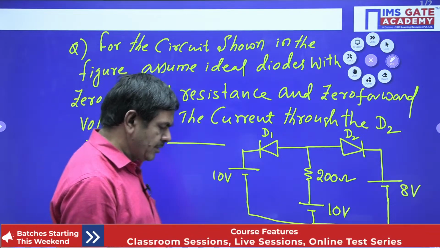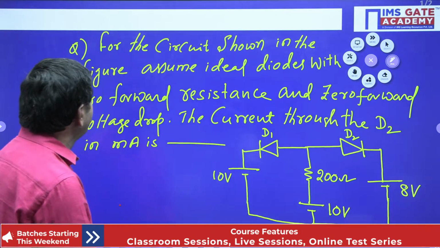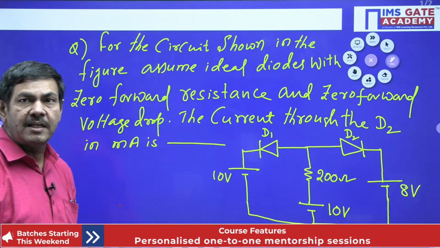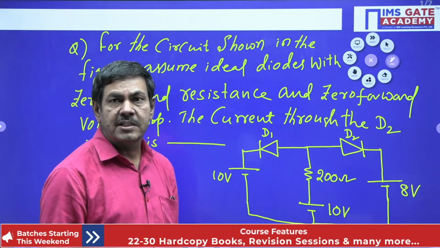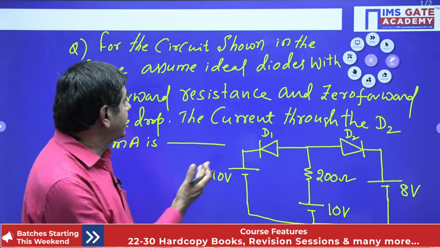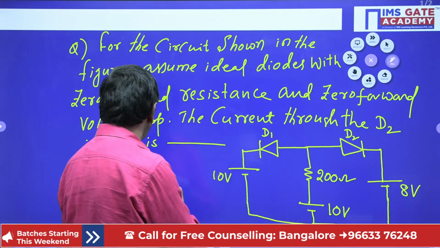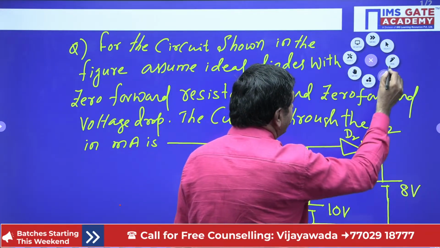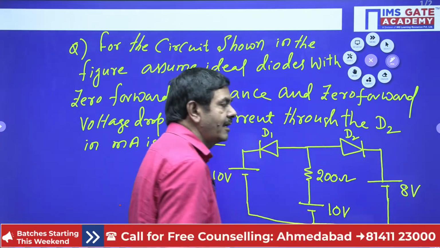How we can complete this question is more important. What is asked in the problem? For the circuit shown in the figure, assume ideal diodes. Diodes are ideal, is given. What is the meaning of ideal diodes? The drop across each diode is 0 volts. There is no drop across each diode. That is why it is given zero forward resistance and zero forward voltage drop. The current through the diode D2 is what I want, the current in this direction.